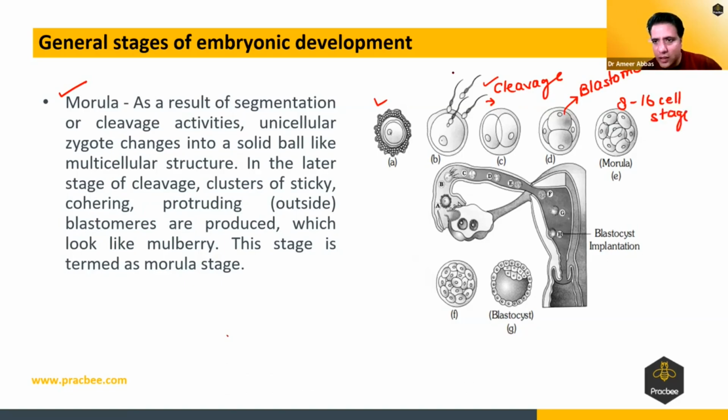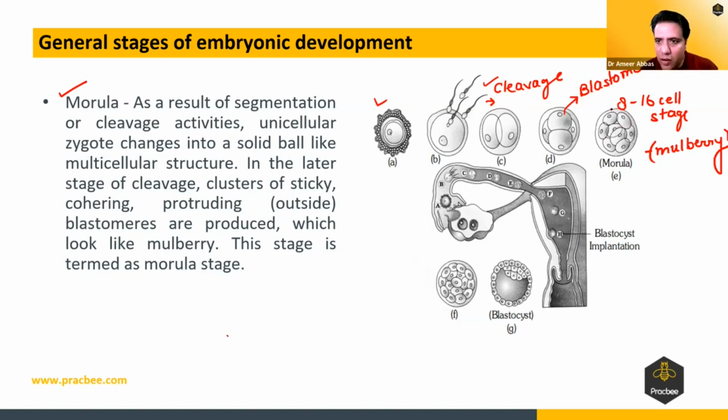8 to 16. And this looks like a berry. You might have eaten it, a berry, mulberry. Okay, that mulberry-like structure. Okay, it's a tiny structure. That tiny structure consisting of 8 to 16 cells after division of the zygote is known as morula.